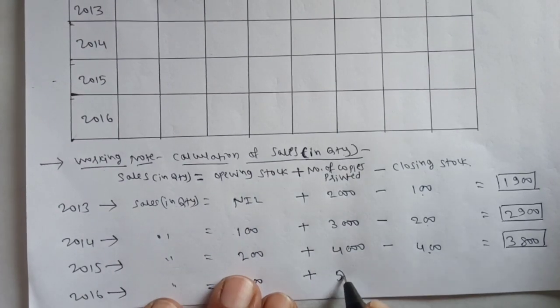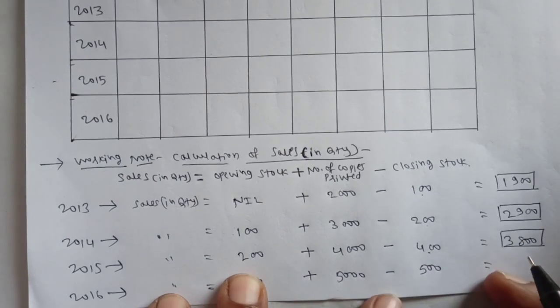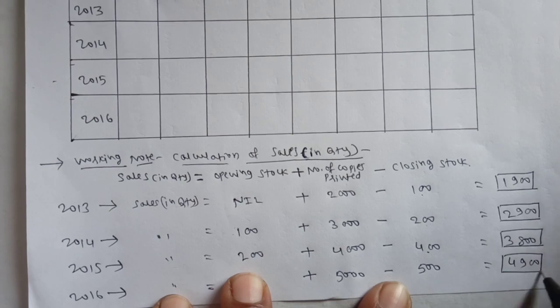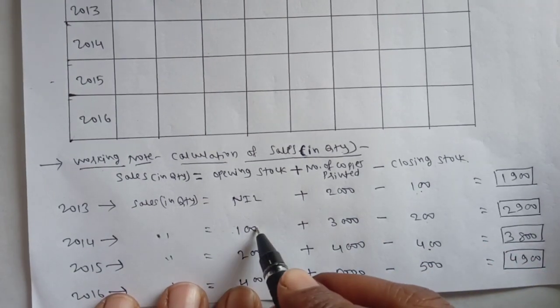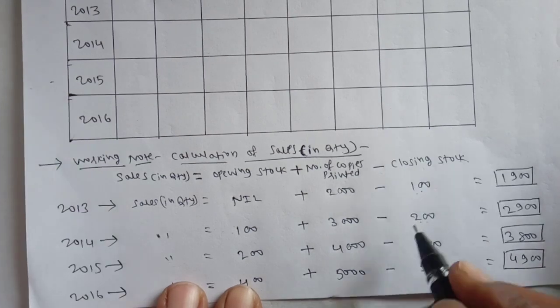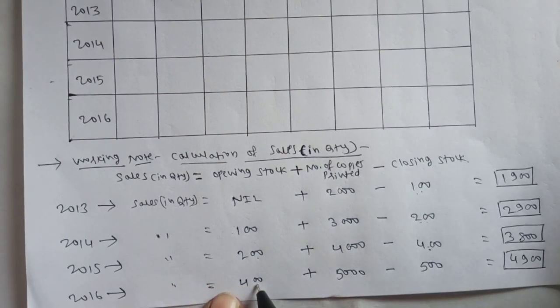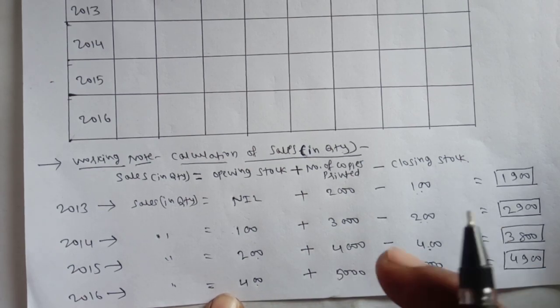So 5,000 minus 500, here it is 4,900 books sold. Last year's closing stock will be this year's opening stock, because opening stock is not given.